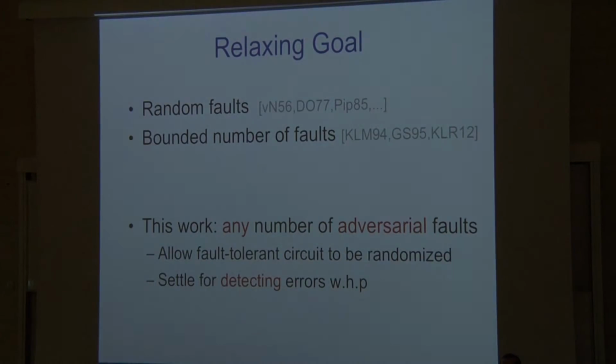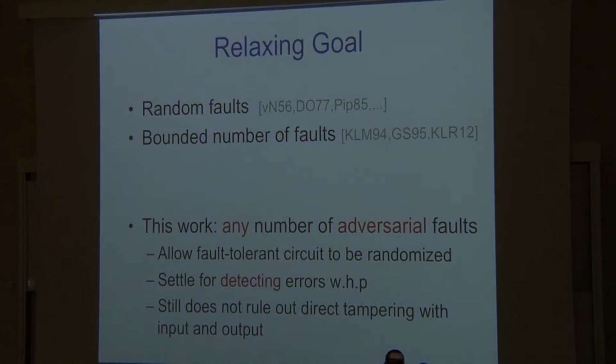The goal we pursue in this work is to try and protect circuits against an arbitrary number of faults that can affect every part of the circuit. For this, we're making some pretty benign relaxations. First, we're allowing the circuit to be randomized, to have randomness gates. Second, we might settle just for detecting errors with high probability, where the probability is over the randomness of the circuit. Okay, so these are natural relaxations, but still, they don't seem to be sufficient because they don't rule out, for instance, directly messing with the input or the output, which will again defeat the purpose of protecting the output.